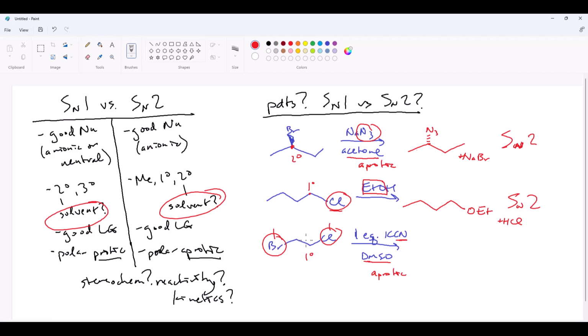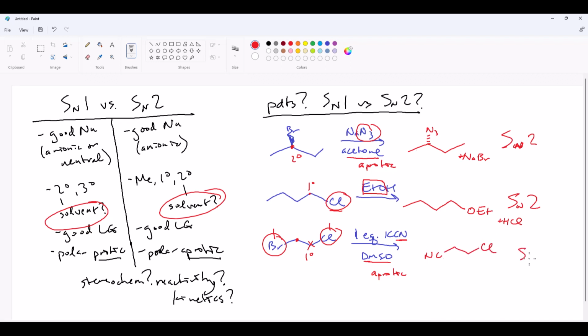Looking back at the previous video, we see that Br is a better leaving group. It's going to prefer to leave over chloride. So we're going to get substitution at this position, not this position. We'll keep the Cl and substitute the Br for the CN because Br is a better leaving group.